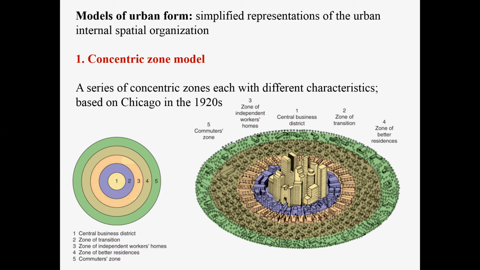So obviously, those who are poor live close to the central city, and those who are rich live further away from the central city. Each zone is occupied by different socioeconomic groups. So this is the structure they use to describe the internal organization of a big city like Chicago, and that's why it's called the concentric zone model.